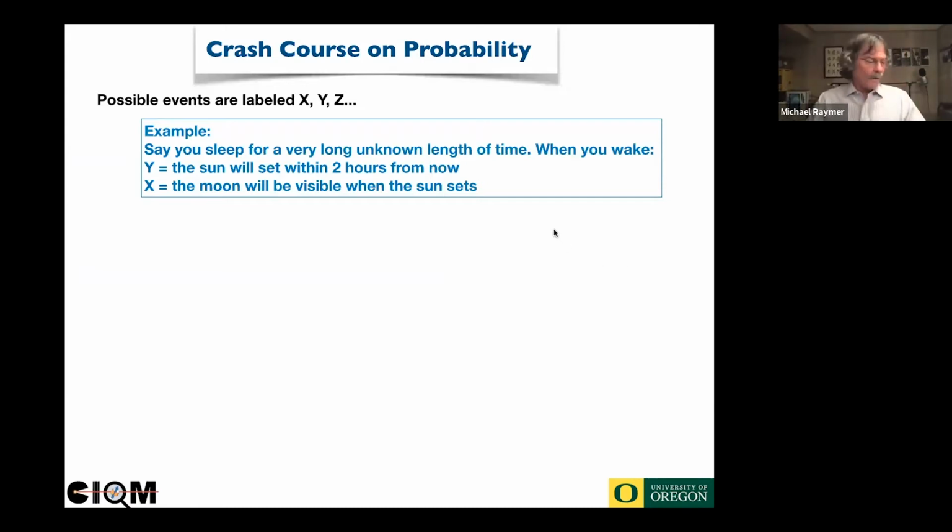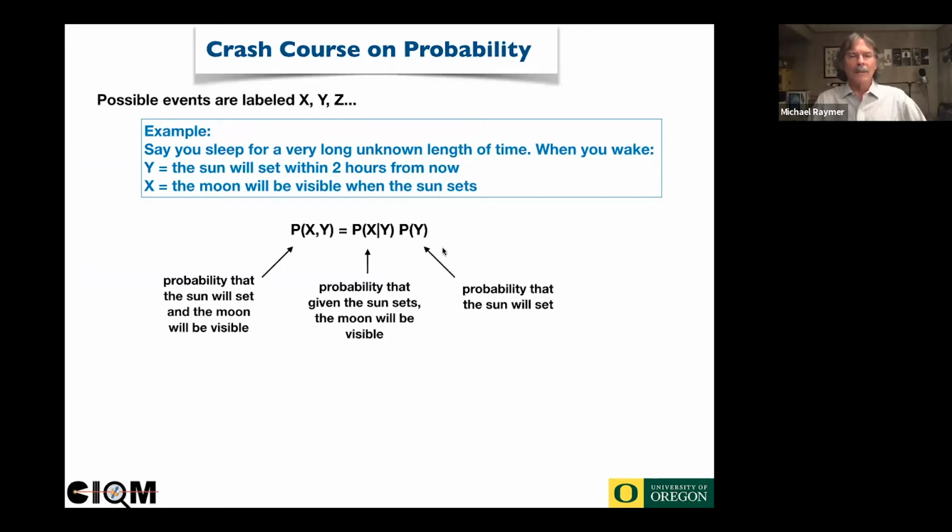I hope everybody had a chance to read this slide if you weren't here in the last session, but I did go over it, so let me go over it fairly quickly. We have different events, which we call X, Y, and Z, or A, B, C, or whatever, and we have probabilities. And the most important formula is this one. If we want to know the probability that the sun will set and the moon will be visible, so there's an and here, we have to know the probability that the sun will set, which we call P of Y, and we have to multiply that by the probability that given the sun sets, the moon will be visible. That is rather common sense.